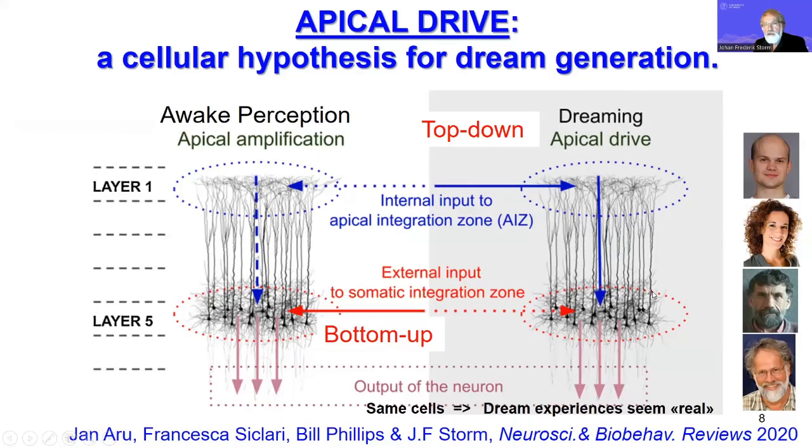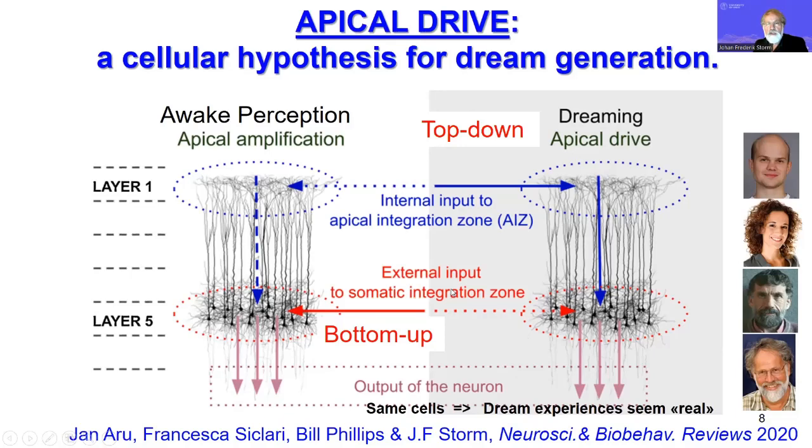In contrast, during awake perception, the cells are mainly driven by bottom-up sensory information from the sensory organs. In both cases they generate output that can be fairly similar, and they come from the same population of cells. Therefore, this information is treated more or less the same by the downstream network, and that may account for the fact that experiences during dreaming seem quite real. There are various degrees of that, and we can come back to that. But that's the main idea: you have top-down activation during dreaming and bottom-up activation during awake perception.